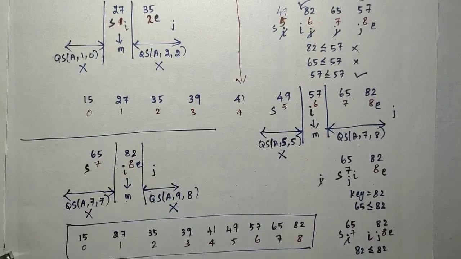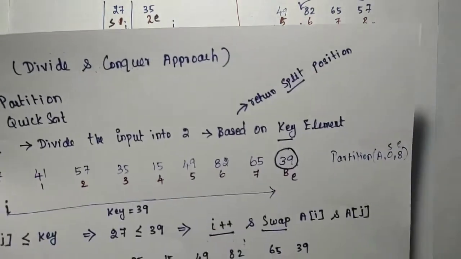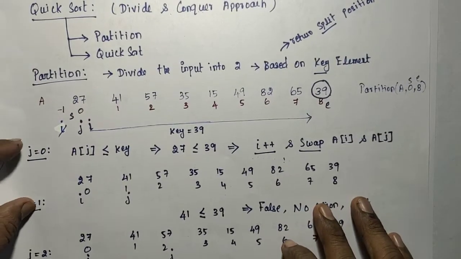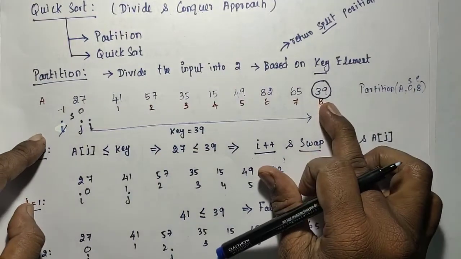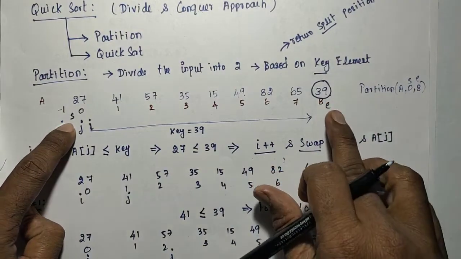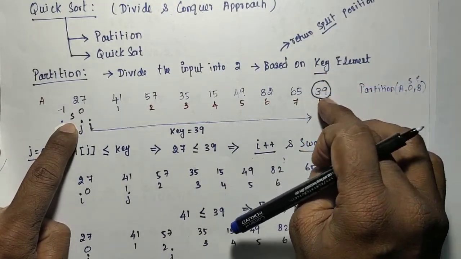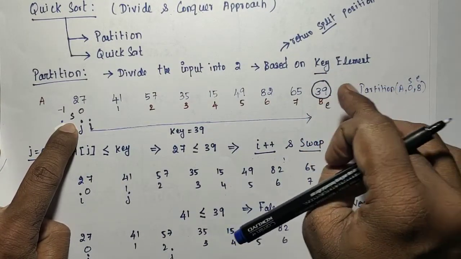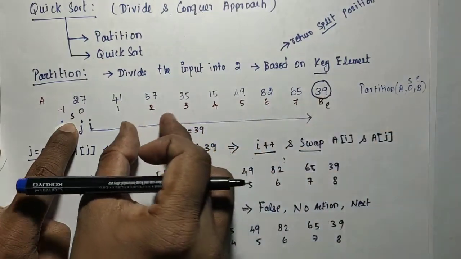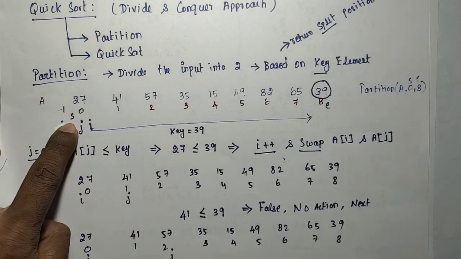I just recall that quick sort example. This is the initially given example, S to E. The thing is I need to choose the last element as the pivot, 39. Based on the 39 I need to split into two portions.